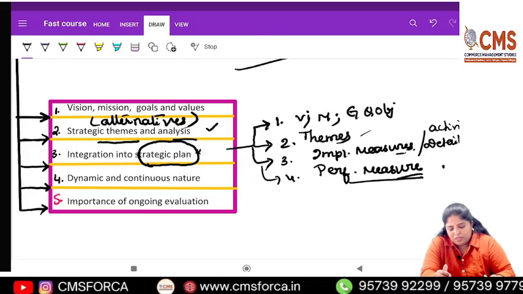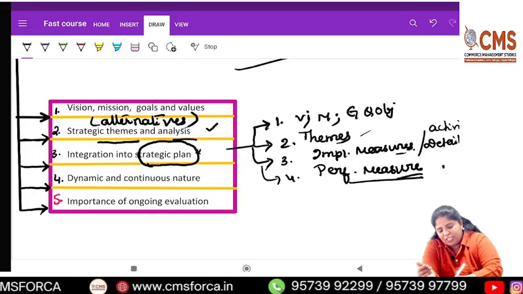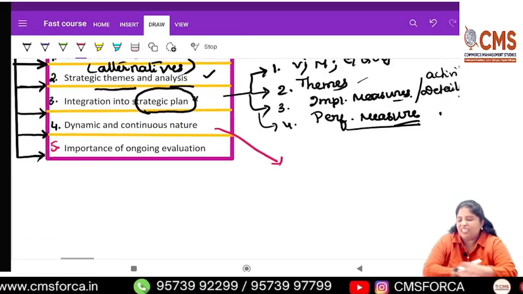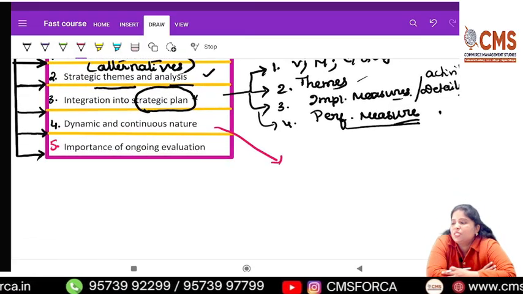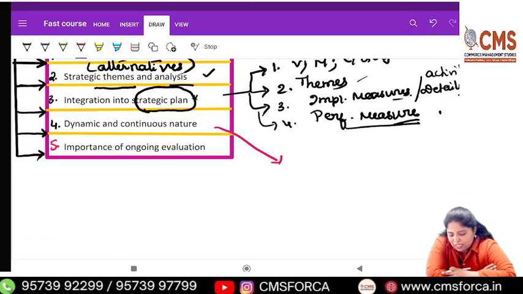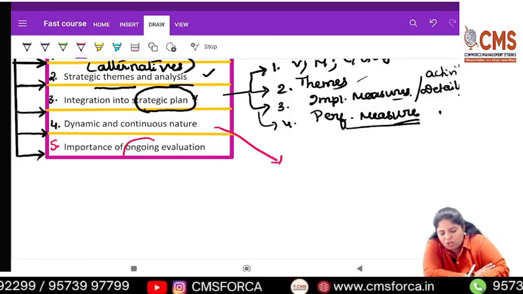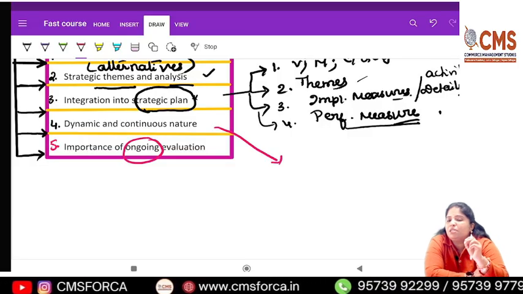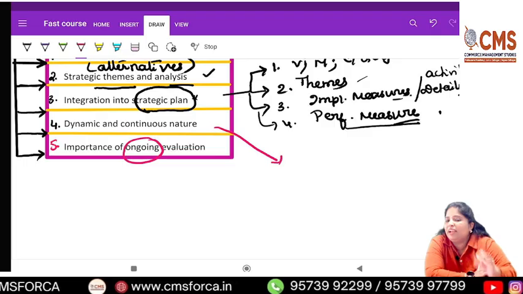Done? Now, next, what we need to learn here is that strategic management is always very dynamic and continuous in nature. It's not a one-time process. It is an ongoing evaluation. Ongoing means strategic management is never going to end.